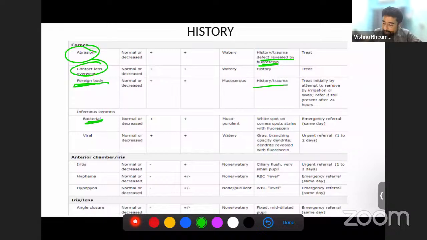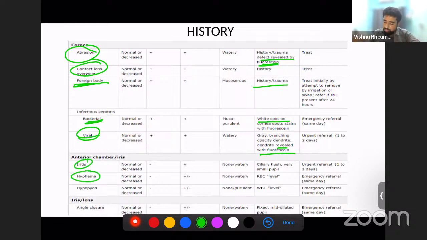Then bacterial keratitis, a white spot on the cornea, will stain with fluorescein. Always remember, whenever fluorescein staining is mentioned, it is something related to keratitis, whether it be corneal abrasion or keratitis. Even viral keratitis will usually stain with fluorescein. Then we come to the anterior chamber, that is the iris involvement. It can either be iritis, hyphema, or hypopyon. These you can see on the slit lamp.